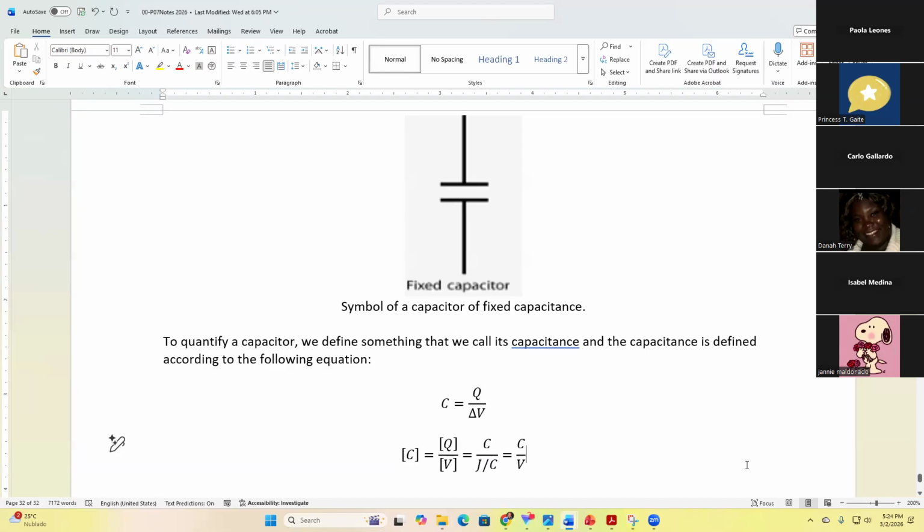The unit has the same symbol as the voltage itself. Maybe we should put delta V there. That's the unit of capacitance, Coulomb divided by volt. Don't mix up the C for Coulomb with the other C, which stands for capacitance. You have to be careful about that. Maybe I should even put a prime there to distinguish them from each other.